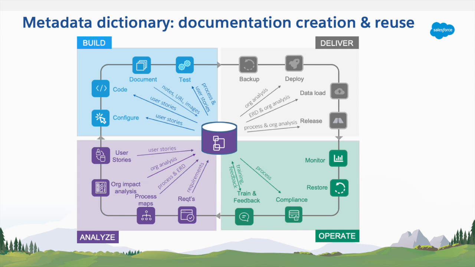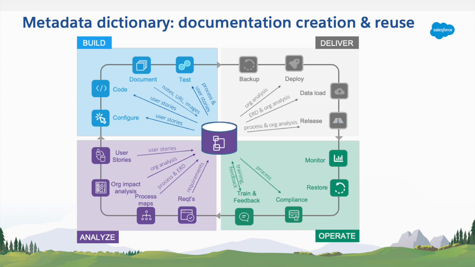So that documentation, and it could be as simple as a short note, it could be a photograph of a whiteboard, it could be a link to a specification. It doesn't really matter, but that documentation is valuable for the next time we go around the cycle. When we're in the deliver phase, we obviously need the org analysis again to understand the implications of deployment. If we're doing any data load, we need our data model, the ERD, and maybe some org analysis to understand how to structure that data load.